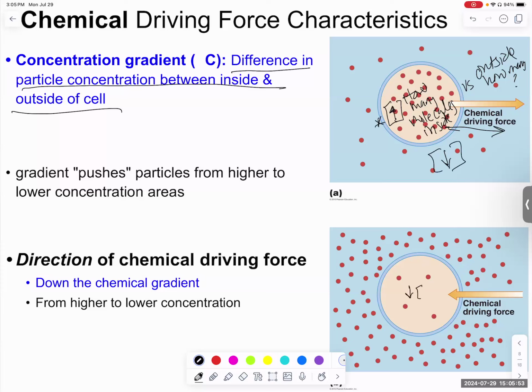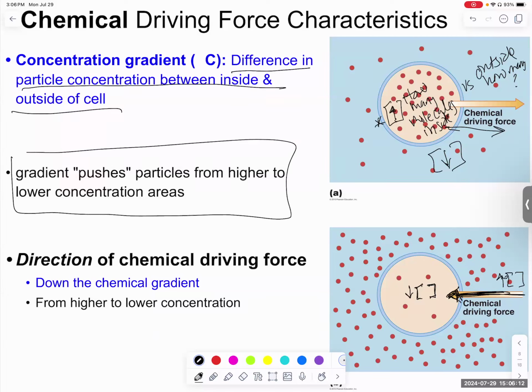And so you can see it's a lower concentration in here. These, by the way, are concentration brackets. And so it's much higher out here. And so the chemical or concentration gradient is driving these molecules into the cell. That is, of course, if the cell membrane is permeable to that substance. So gradients push particles from higher to lower concentration areas, always going to go down the concentration gradient from a high to a low.